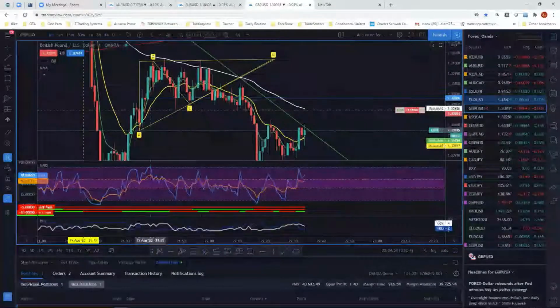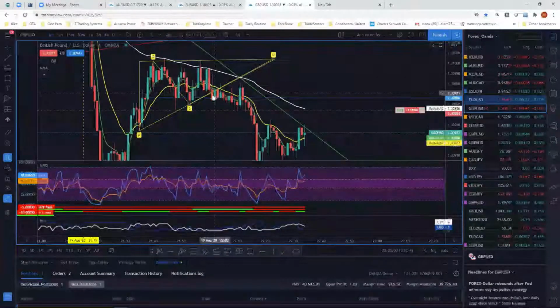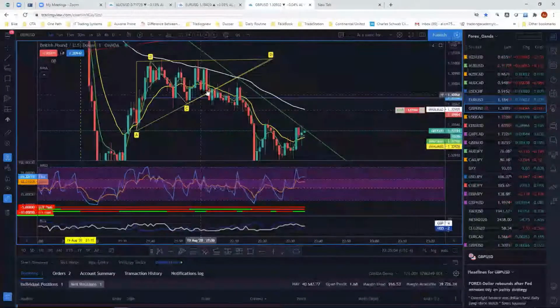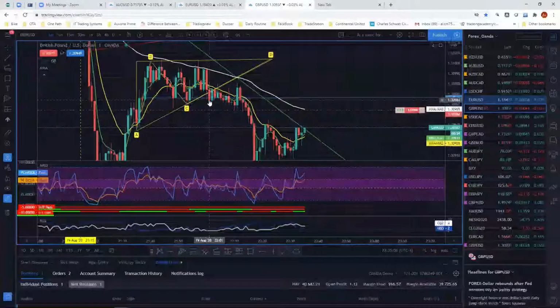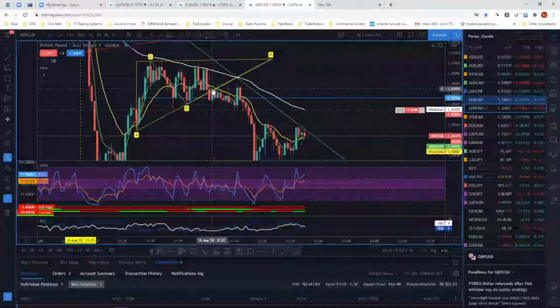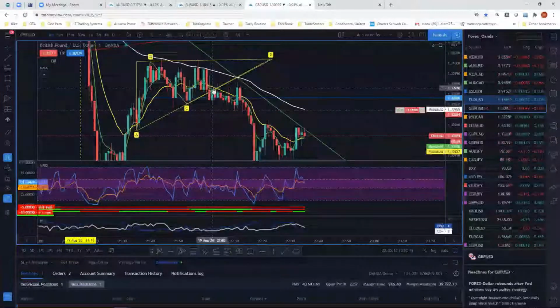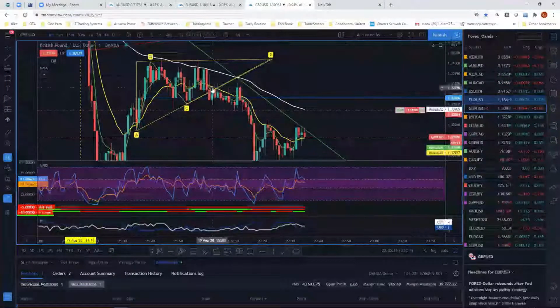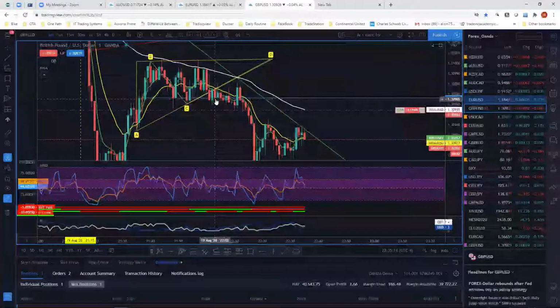Here's the other wedge. It came back out, and here it broke. Let's see. This candle here came in, closed below, gave me a blue candle, came up, tested the wedge, and we had the crossover of the RSI and the moving averages. That's one reason why I was able to take it.